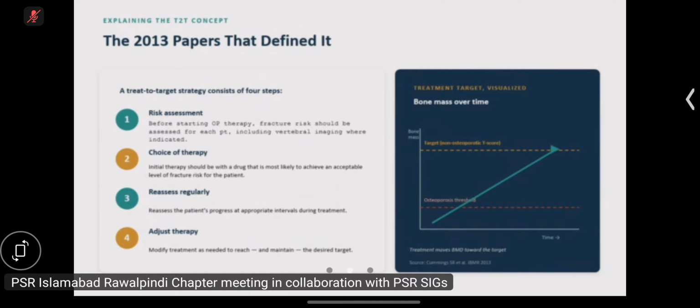Number one, they suggested that all the patients should be assessed for their risk of pathological fracture before putting them on any treatment. Number two, they proposed that initial therapy should be with a drug that is most likely to achieve an acceptable level of fracture risk for that patient. Thirdly, we should reassess the patient's progress at appropriate intervals to make sure that they are on the right path. And lastly, we need to modify their treatment as needed to reach and maintain the desired target.